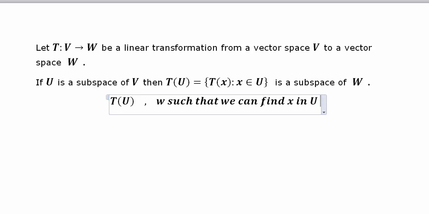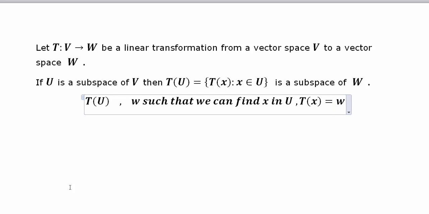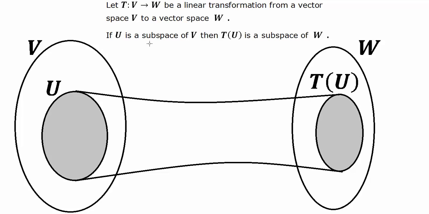with, or rather what we will have is that Tx would be w. Or in plain English, TU is the set of images of all the elements of U under T. Okay, so I think I took longer to explain what TU is than to prove the statement. So let's go ahead, and I made a picture here for you.